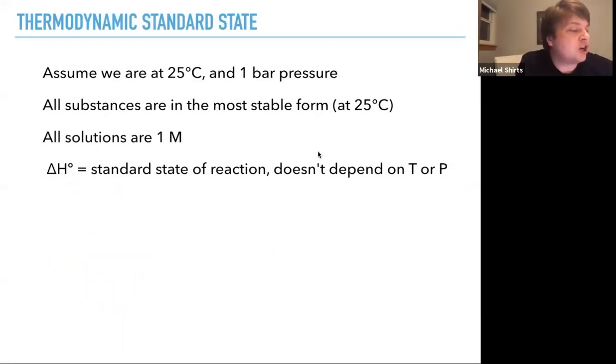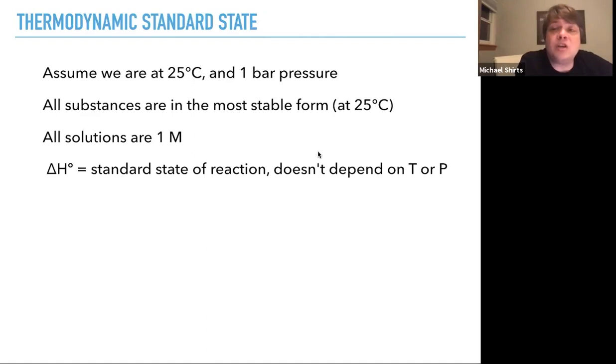When a reaction occurs, we can tabulate, for different reactions, for a mole of a reaction, exactly what the heat loss is. And what we do is we keep track of it at a certain standard state under certain conditions. The change in enthalpy will be different at different temperatures or different pressures. So we assume that we're at 25 degrees C and 1 bar pressure. All substances are in the most stable form at 25 degrees C, and all solutions are at 1 molar.